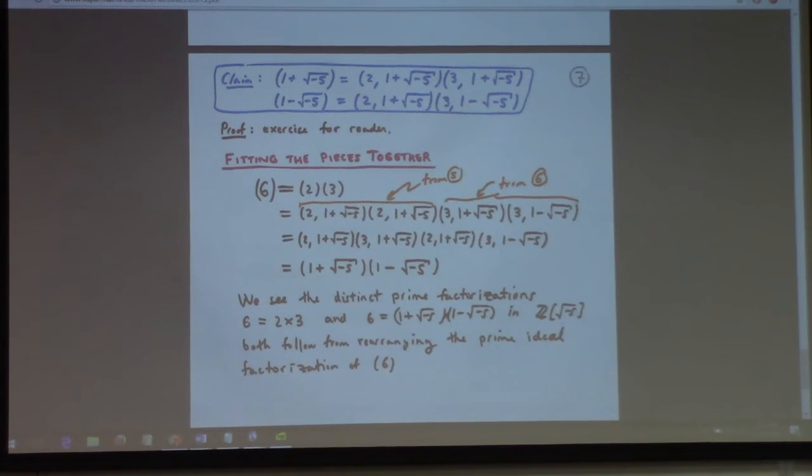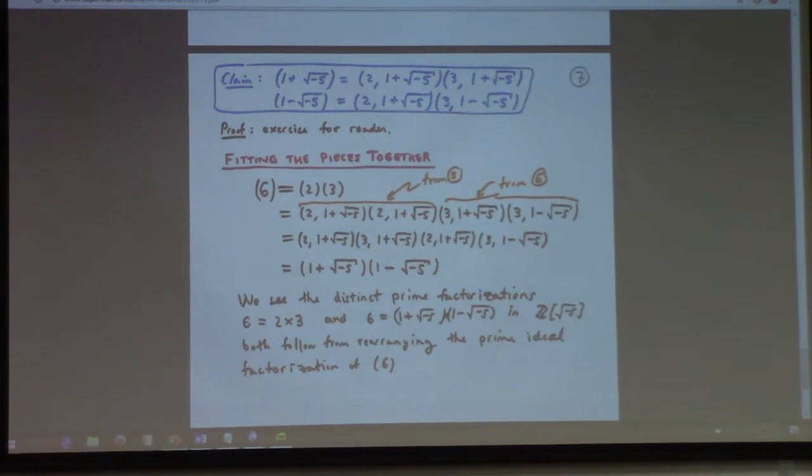Okay, so here's an example. In Z adjoining the square root of minus 5, on the one hand, you have 6 is 2 times 3. On the other hand, you have 6 is 1 plus root minus 5 times 1 minus root minus 5. But these are not associates, right? So that's an example of how unique factorization breaks down in Z adjoining the square root of minus 5. This calculation shows you how that's fixed if you think about ideals instead of numbers.